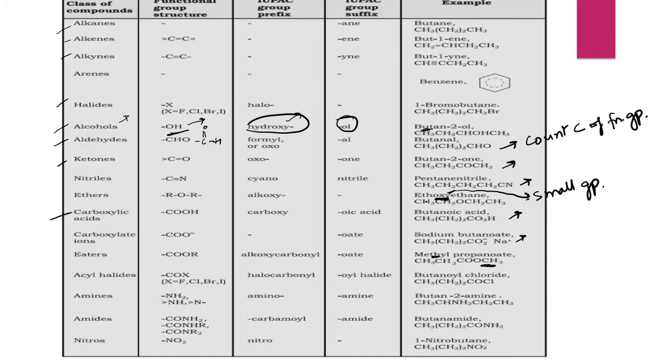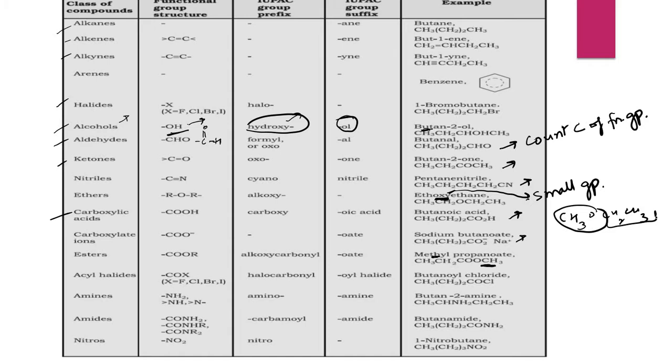One more thing I want to tell you here is for ethers, when we just name the ether, the smaller group we put it with oxy. So this is ethoxyethane because it's a symmetrical ether. But if I have a methoxy, it's like CH3OCH2CH3. Now in such case I'll put oxy with the smaller group. So I'll call it as methoxyethane.